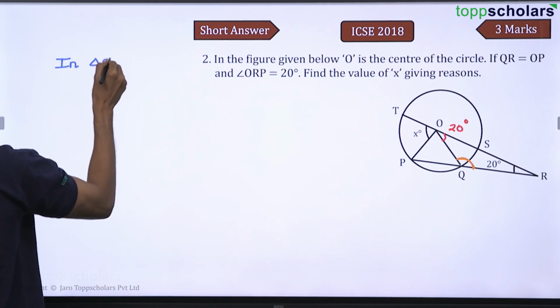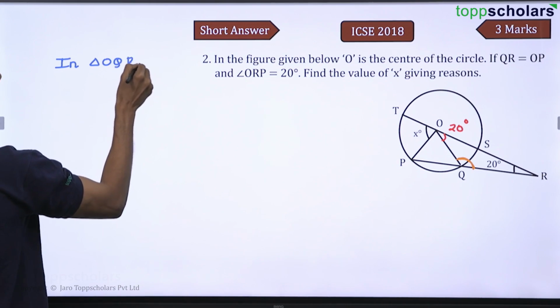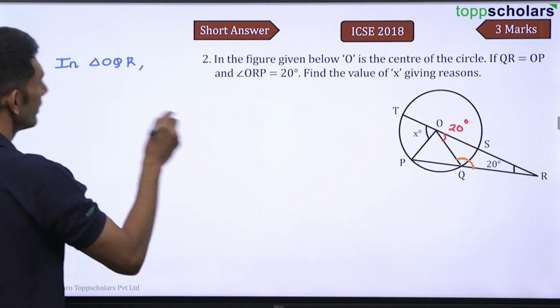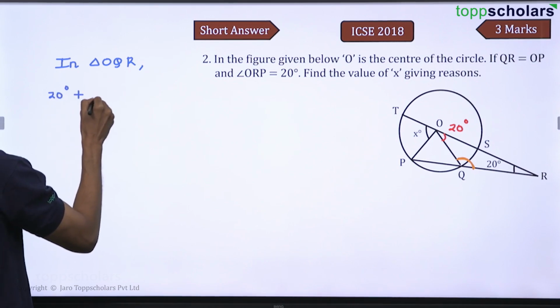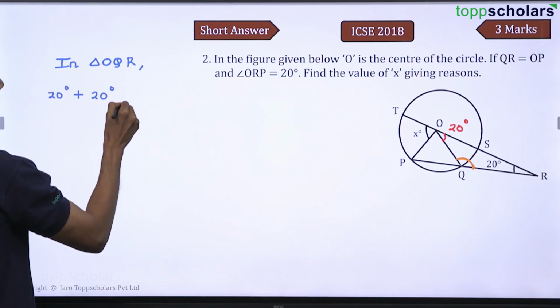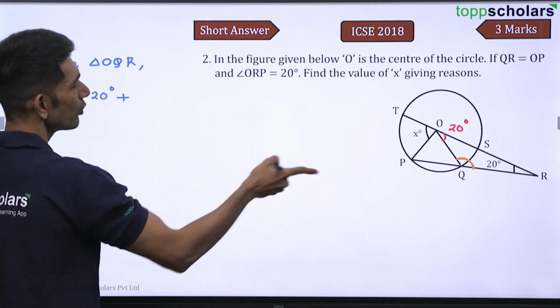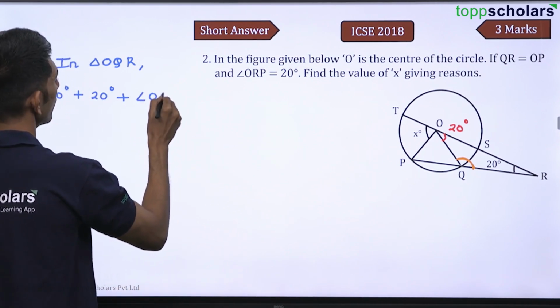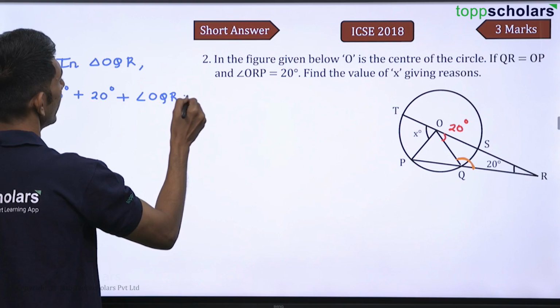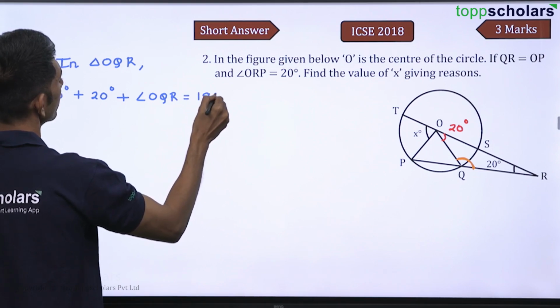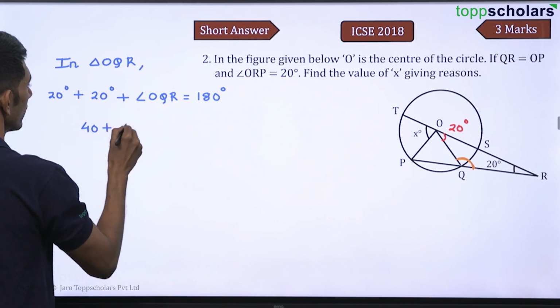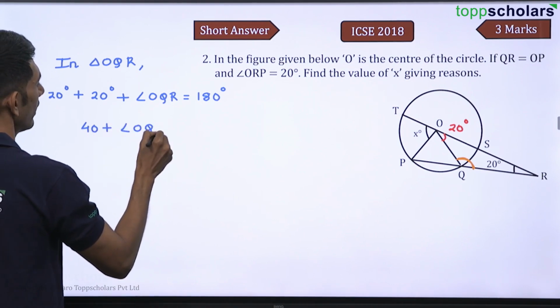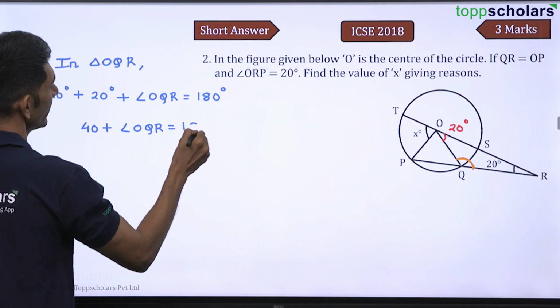So in triangle OQR, I can say that first angle is 20 degrees plus second angle is 20 degrees plus third angle OQR, that is equal to 180. So 20 plus 20 is 40. So can I say 40 plus OQR is equal to 180?